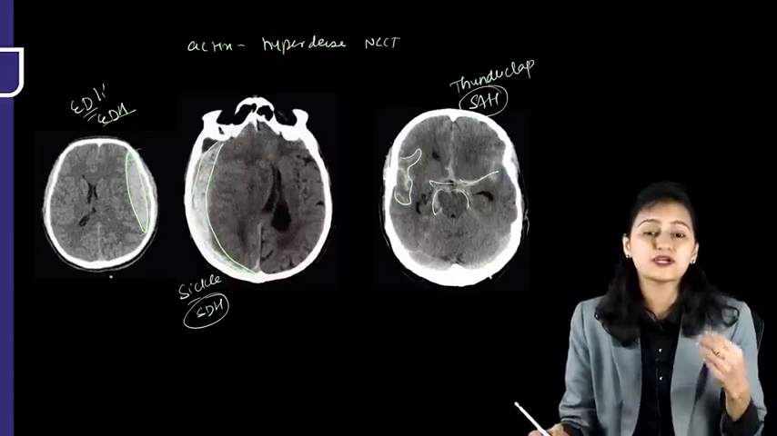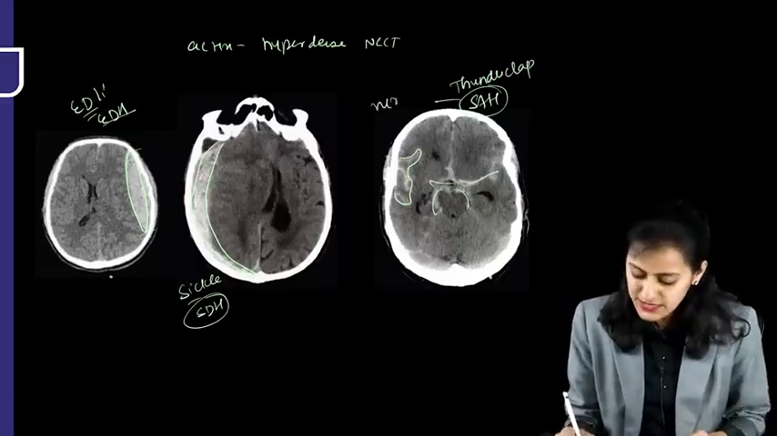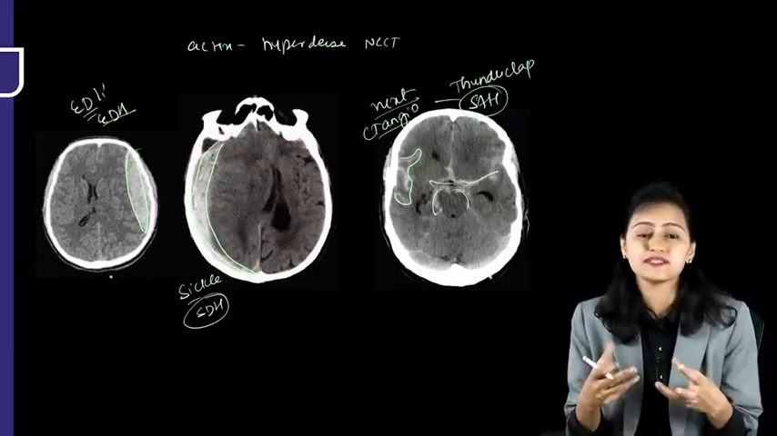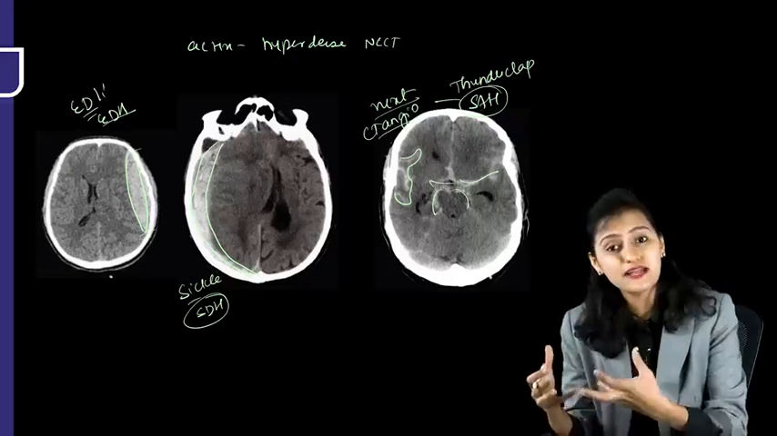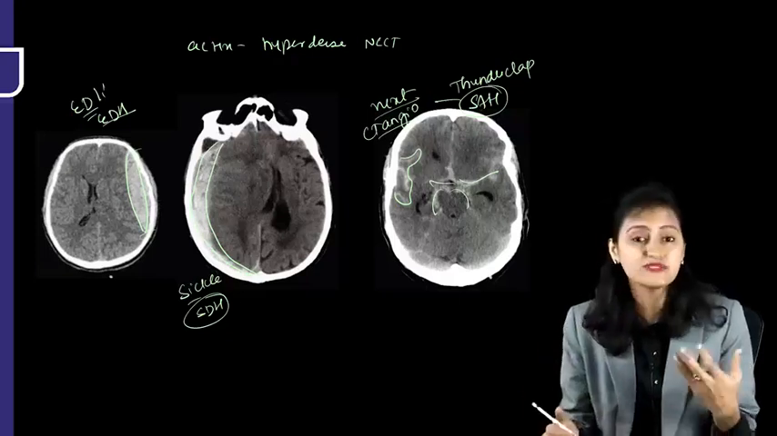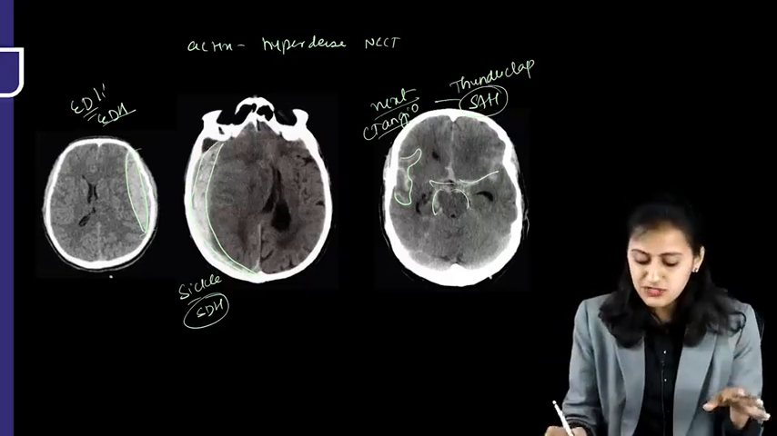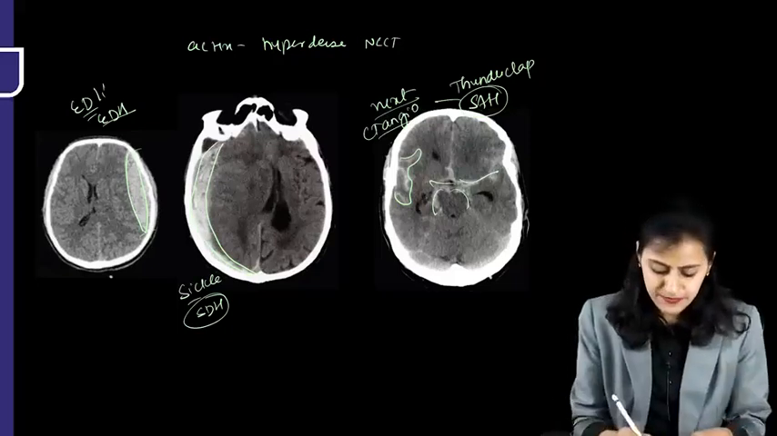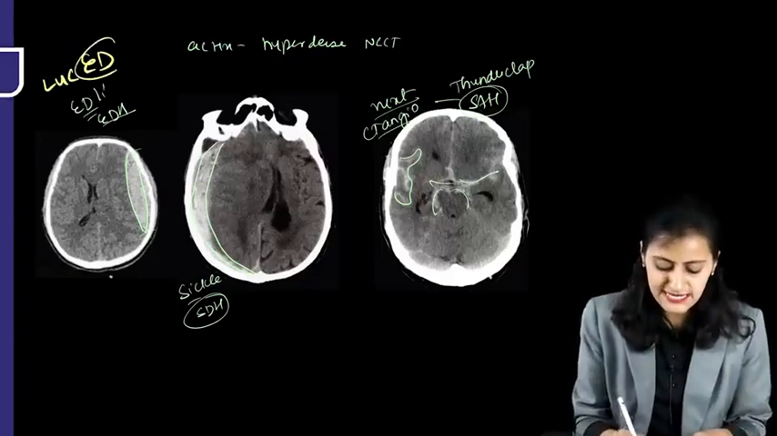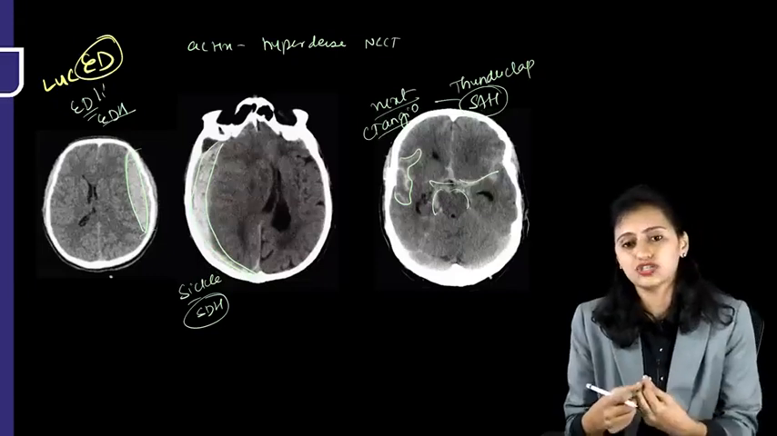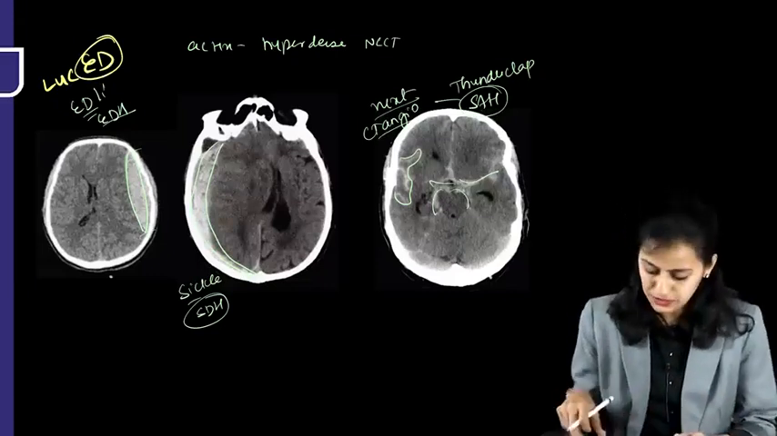If you see subarachnoid hemorrhage, what is the next investigation to be done? CT angio to look for the aneurysm which has ruptured. To look for that, we do CT angio. In which of these do we see the lucid interval? Remember, lucid is like ED. It is seen in EDH. Lucid interval is seen in EDH.